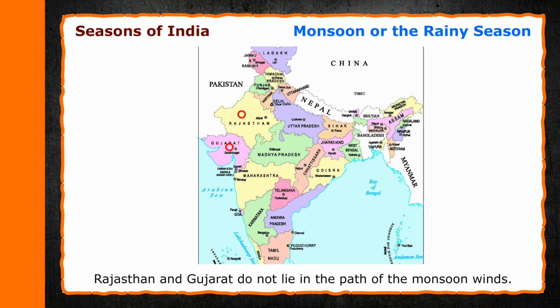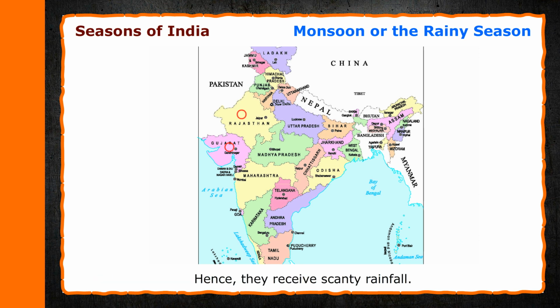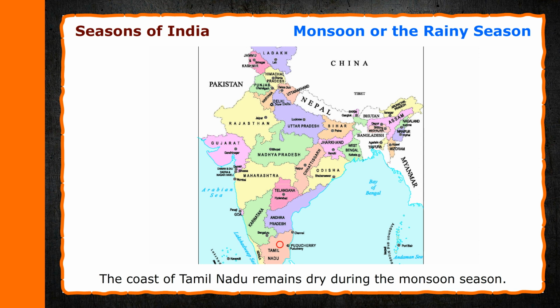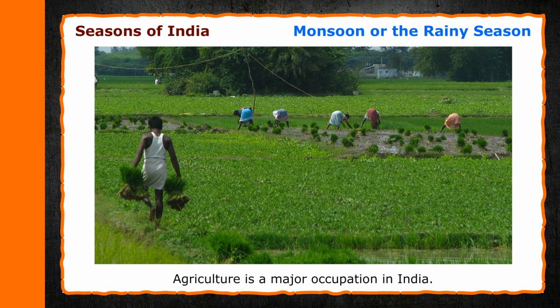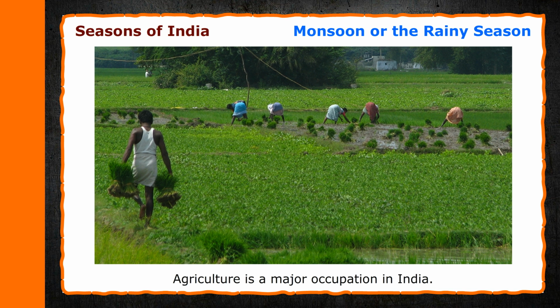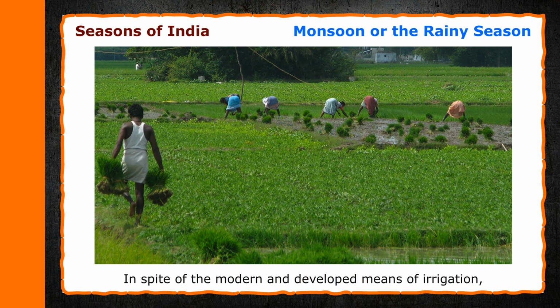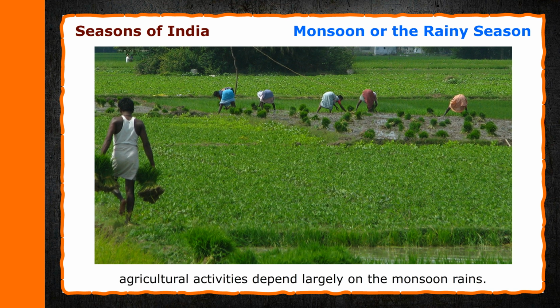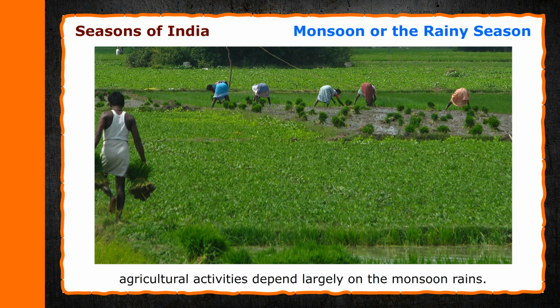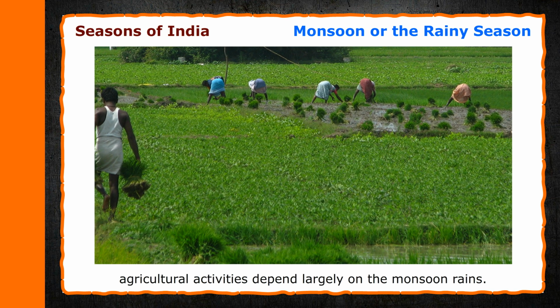Rajasthan and Gujarat do not lie in the path of the monsoon winds. Hence, they receive scanty rainfall. The coast of Tamil Nadu remains dry during the monsoon season. It receives rainfall during the months of November and January. Agriculture is a major occupation in India. In spite of the modern and developed means of irrigation, agricultural activities depend largely on the monsoon rains.